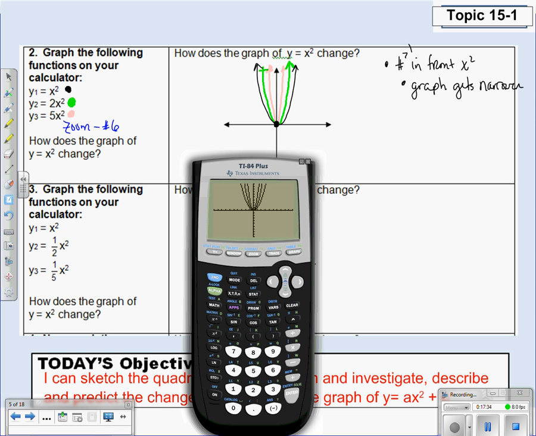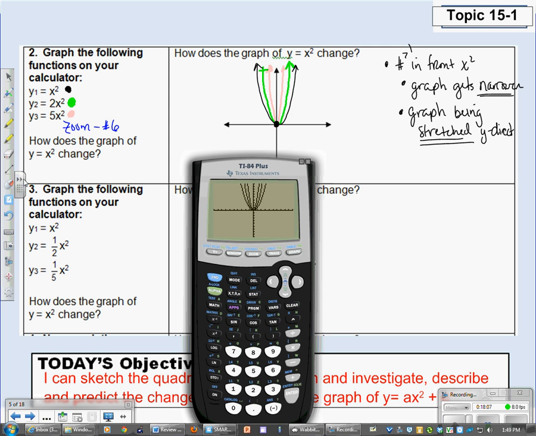Another way that it is described is to say the graph gets narrower, but another way that it can be described is the graph is being stretched. And it's being stretched in the y direction. So vocabulary that you need to know for here is that it's getting narrower and that it's being stretched actually means the same thing.